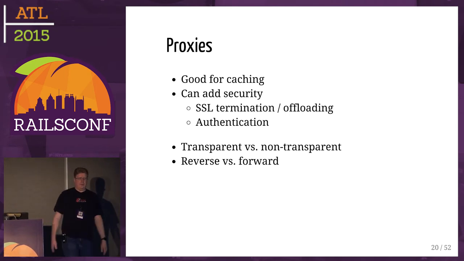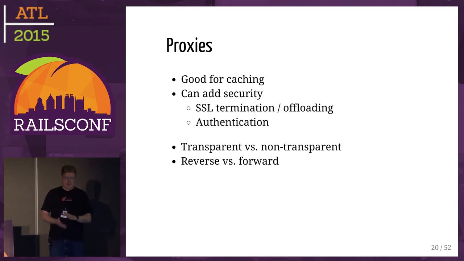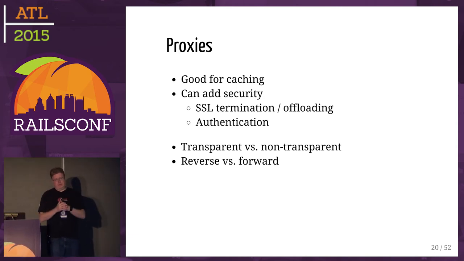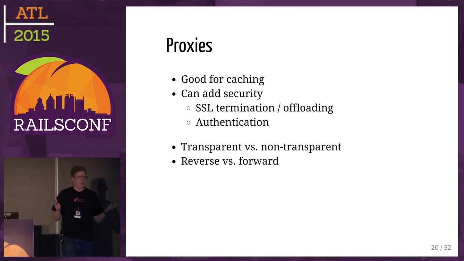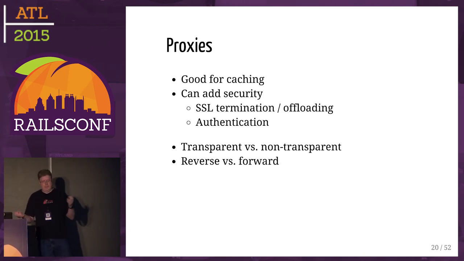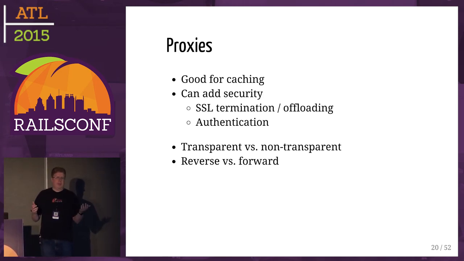So proxies are good for caching. You can add security. In our exercises, we will add some SSL to our Rails app. You do this to simplify, so you don't have to have the Rails app understand SSL. It can also save some CPU time, be used for load balancing, and be used for authentication.